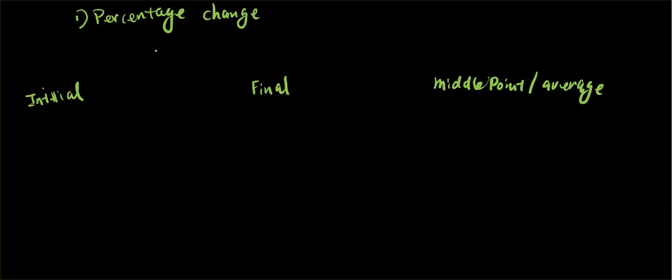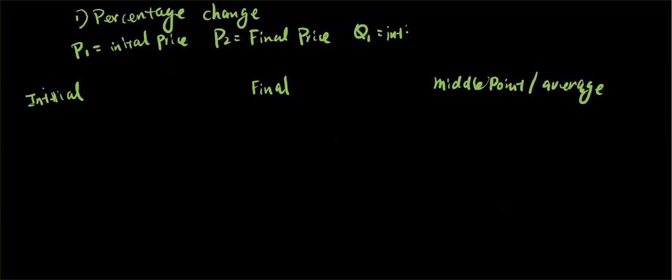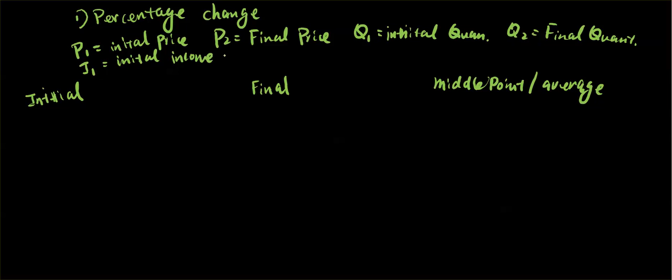Before I talk about them one by one, let me define some notation. We call P1 the initial price, and P2 the final price, and Q1 the initial quantity, and Q2 the final quantity, and I1 is initial income, and I2 is final income. So that is our notation.